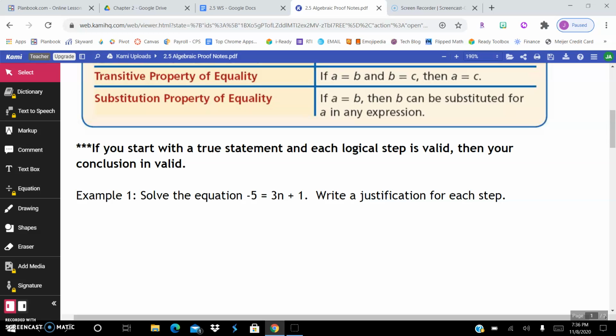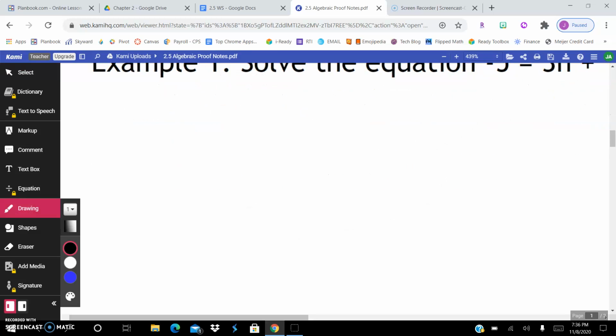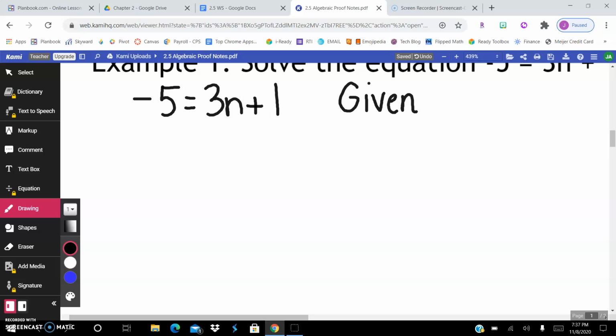So example 1, we need to solve the equation -5 equals 3n plus 1. So I'm going to start off by rewriting that down here. We have to prove each step. So this first step is given. That is what they gave us to solve. So that's our given statement.